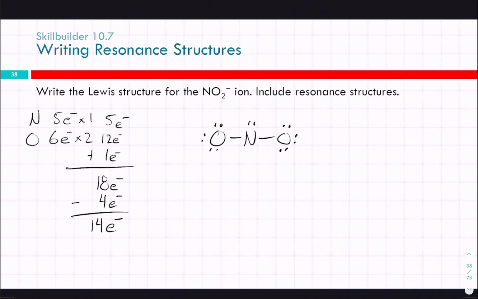So now I have to take one lone pair from the terminal atom to form a double bond. So that's 1. And then our other resonance structure would result from just doing the same thing on the other side.